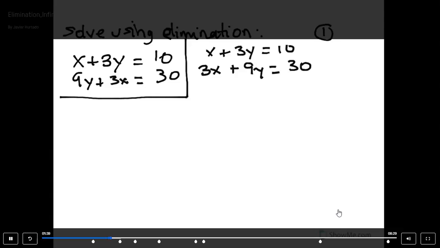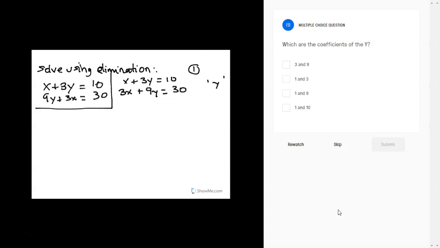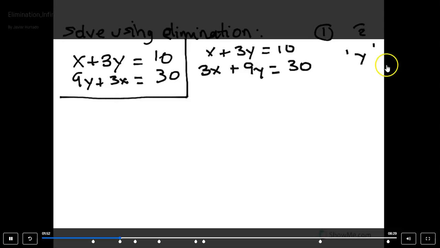My second step says pick the variable of your system you want to eliminate. In the first example, I eliminated the x. Now I'm going to pick the y to eliminate, to make it different. Okay, so I'm done with the first two steps.